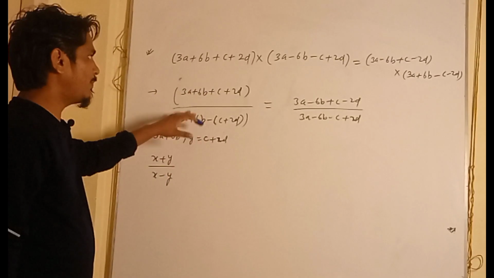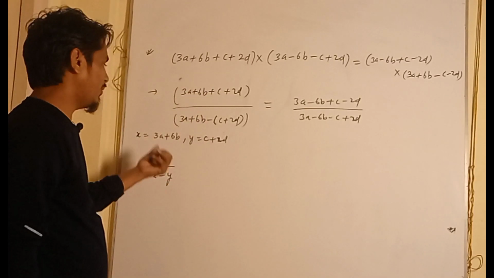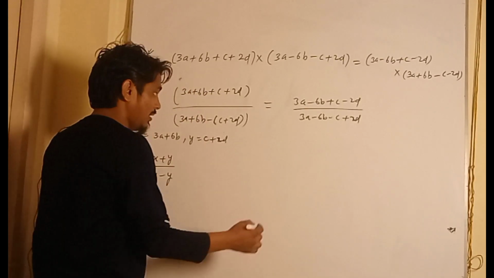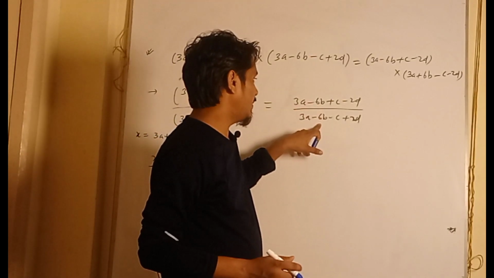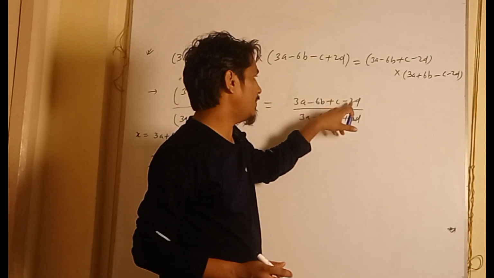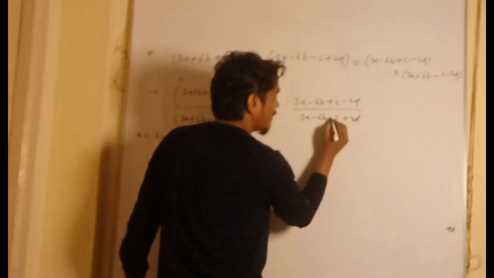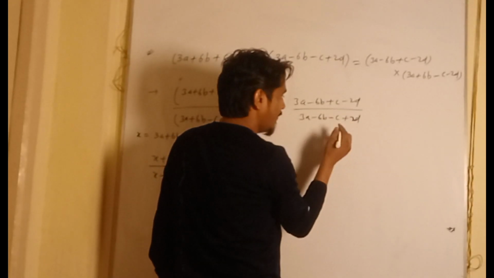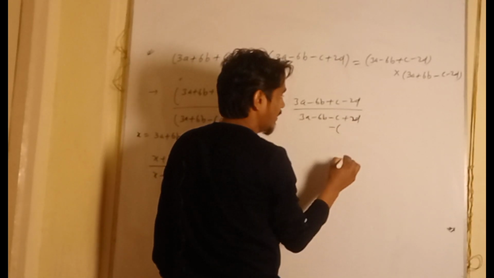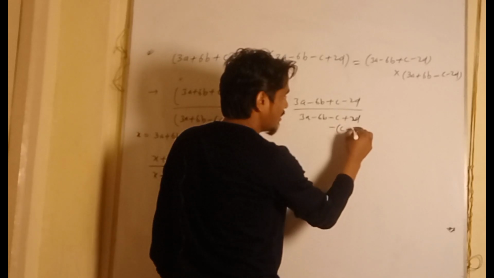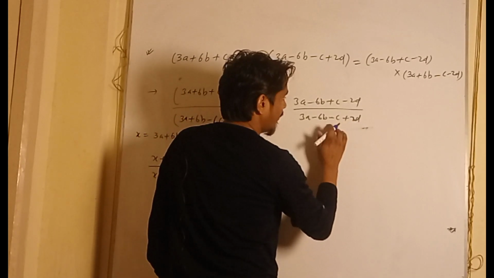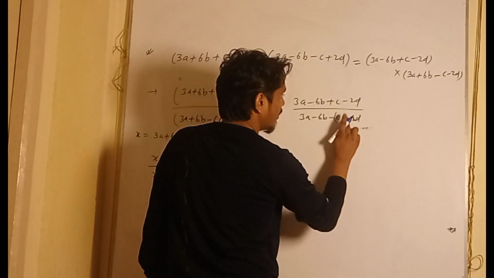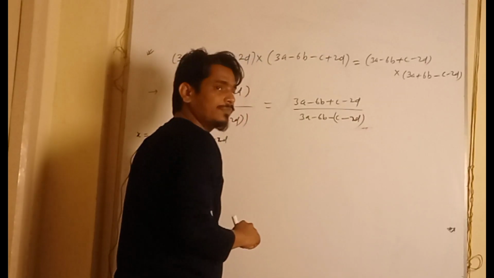Then the left side becomes (x plus y) over (x minus y), and on the right side also, if you look very carefully here, we have 3a plus 6b, 3a plus 6b plus c minus 2d. So here minus c plus 2d is there, so in the same way, if I take minus common, this will be c minus 2d. So we can write it in the same way, by taking minus common, as c minus 2d.